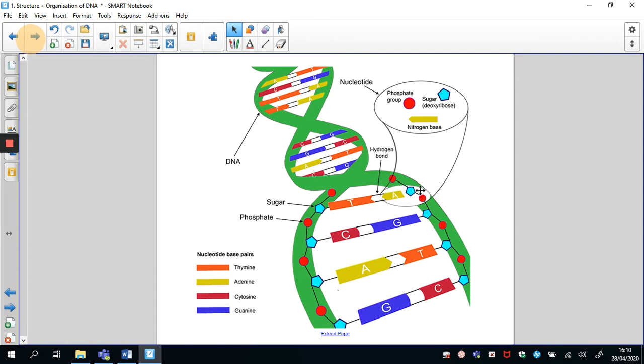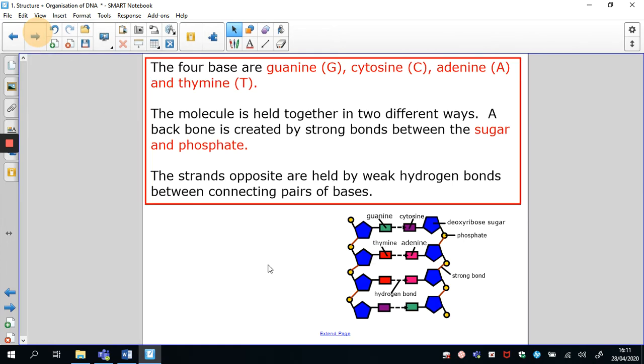Now it doesn't matter, you could have picked that nucleotide or that nucleotide or that nucleotide. They're all made of the same stuff. So this is just to make sure we've got all the information. We know that the four bases are guanine, cytosine, adenine, and thymine. We now know that the molecules join together in different ways. We've got the strong bonds, the brown bonds, between the sugar and the phosphate. And we've got these weak hydrogen bonds, the dotted line between the bases.